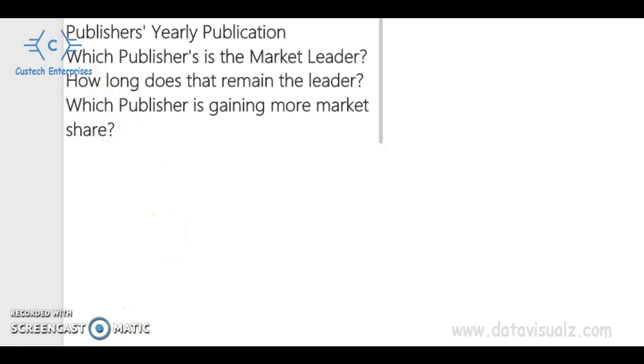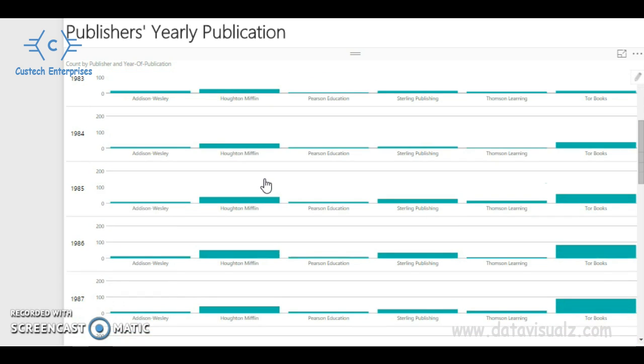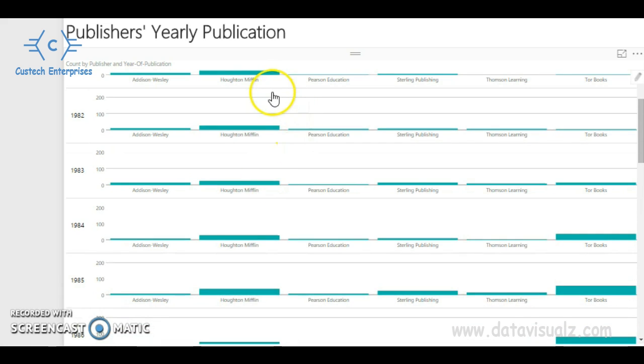So from step one, you just saw that we identified the metrics that we can make from the data. And this is the first metric, and you can see here on a comparative basis, yearly basis, which publisher is giving more publications. But still, there is not much information available. I can see that Houghton Mifflin was giving more publications, but not very meaningful. Other publishers are just negligible, so not very clear.